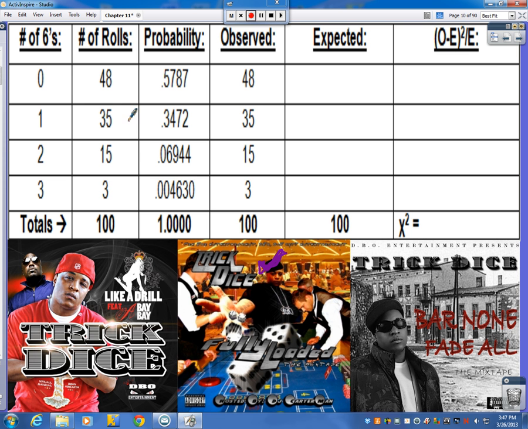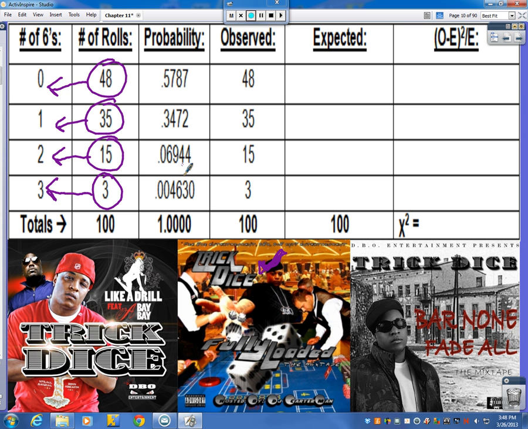All right. Now here's what actually happened. This person rolled the 3 dice 100 times. 48 times he got no sixes. 35 times he got 1 six to show up. 15 times he rolled 2 sixes. And 3 out of the 100 times he rolled 3 sixes.